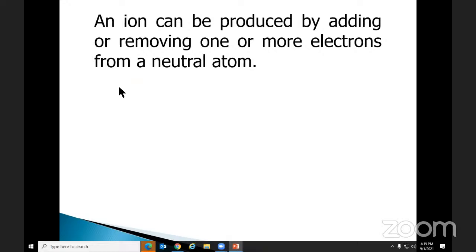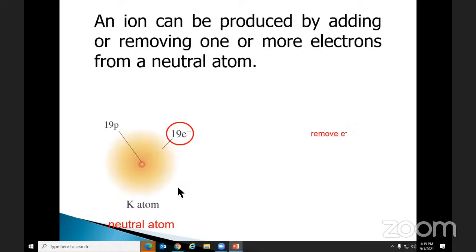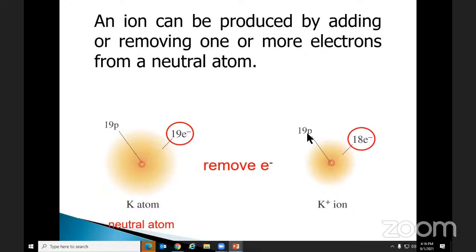So how do ions form? As we said before, ions are produced by adding or removing one or more electrons from a neutral atom. What we're going to look at here is the example of the potassium atom, all right? The potassium atom has 19 protons in the nucleus and 19 electrons surrounding it. And what will happen is that potassium tends to lose one electron to form what is known as the potassium ion. In this case, the number of protons does not change, but of course the number of electrons will change from 19 over here to 18 here.